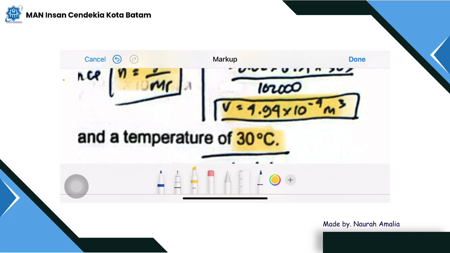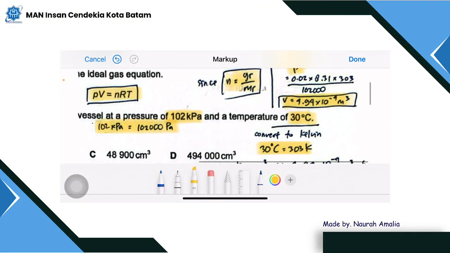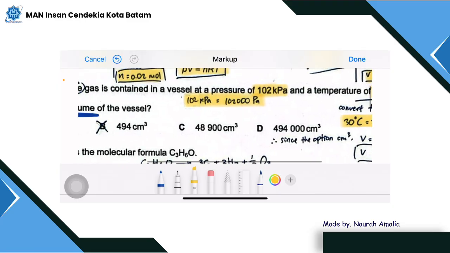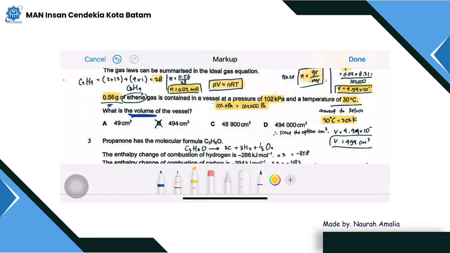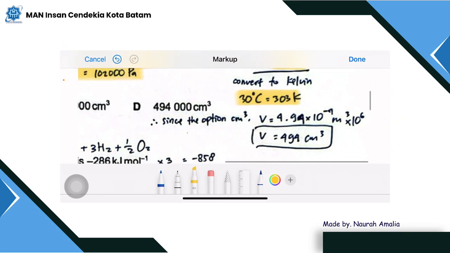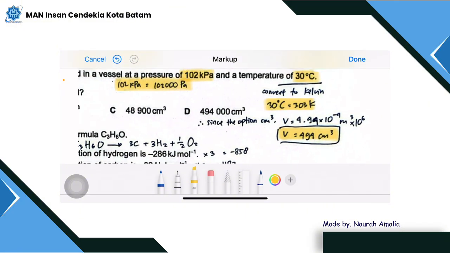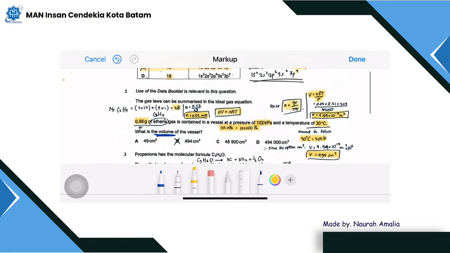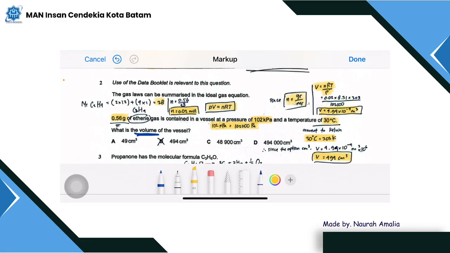And then the final answer is 4.94 times 10 to the minus 4 m cubic. And because the options are in centimeter cubic, we need to convert, and after we convert, times 10 to the 6 equals 494 centimeter cubic. So this is the answer for number 2.